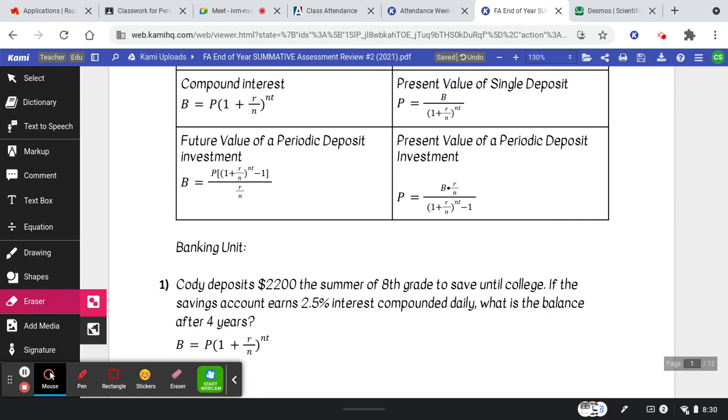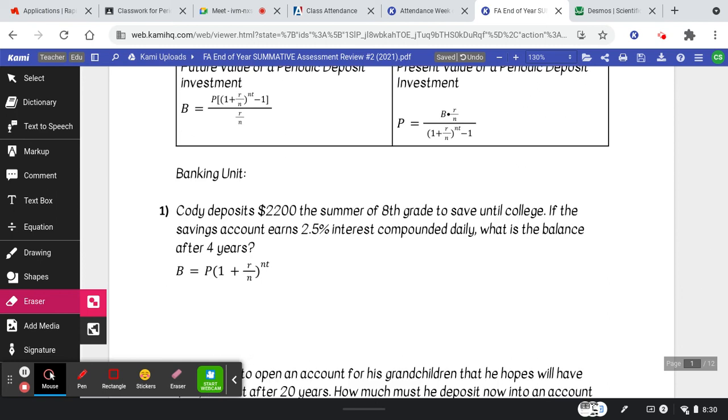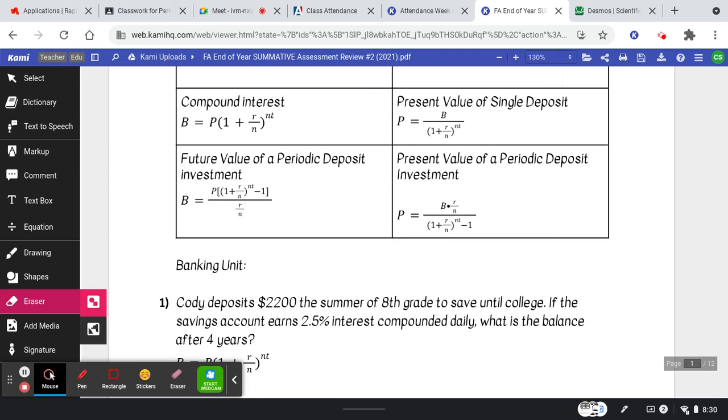Okay, great. So starting with the first one, Cody deposits $2,200 the summer of 8th grade to save until college. If the savings account earns 2.5% interest compounded daily, what is the balance after 4 years? So this is just a straight up compound interest formula. And it's already listed there for you. It's this guy right here.